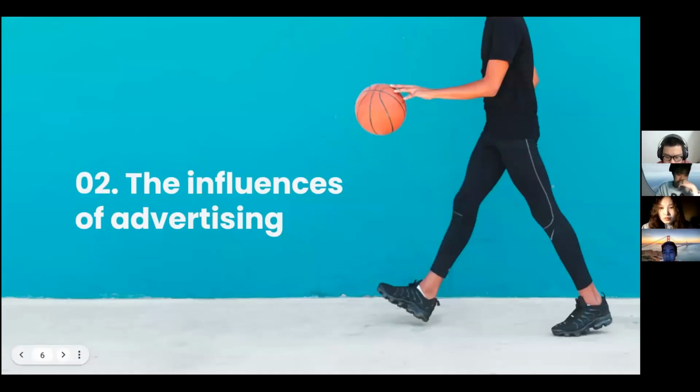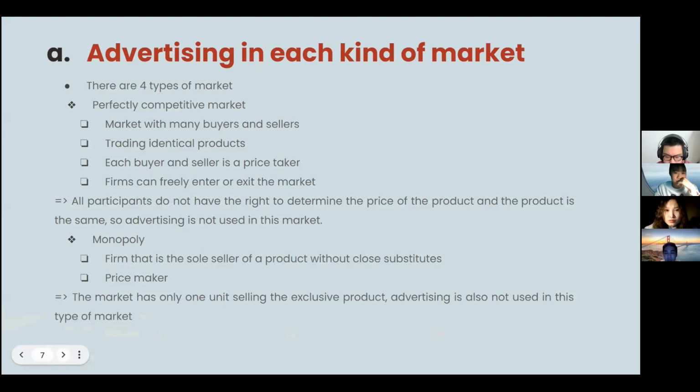Now we will discuss how advertising affects the market. First, we will look at advertising in today's market. Nowadays, there are 4 types of markets: perfectly competitive market, monopoly, monopolistic competition, and oligopoly. The first kind is the perfectly competitive market. It is a market with the participation of many buyers and sellers. They share the same goods. The participants are price takers, and the companies are free to enter or exit the market.